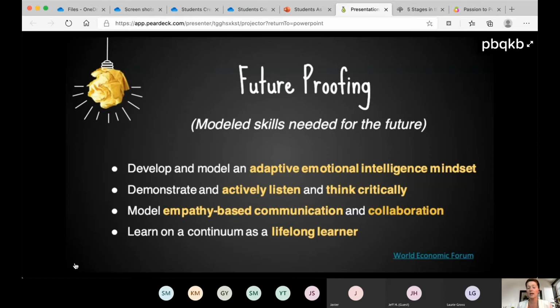And the last thing as well, as it always has been, but now it's extremely heightened due to this pandemic, is that we need to continually learn on a continuum as lifelong learners. Our kids have got to be totally adaptable and flexible in their thinking and their types of credentials or micro credentials moving forward with their educational career.